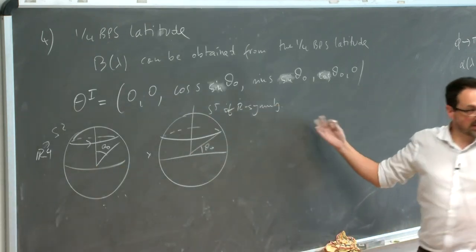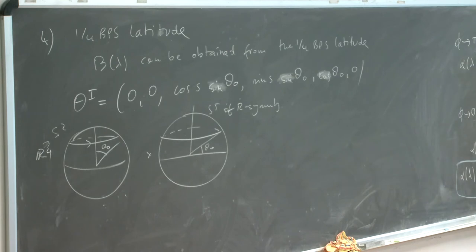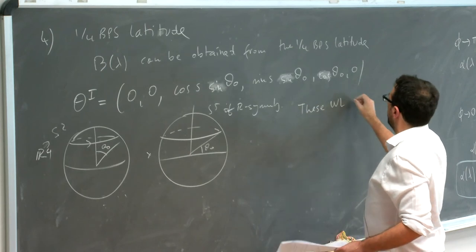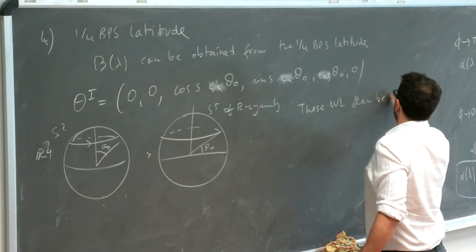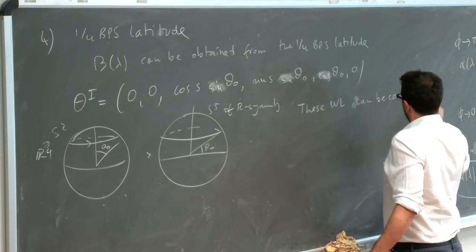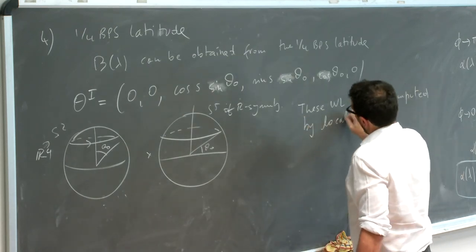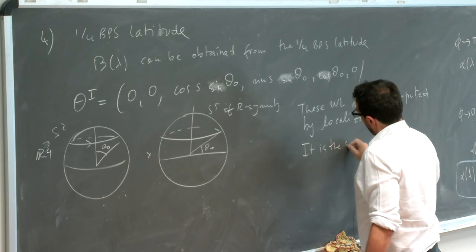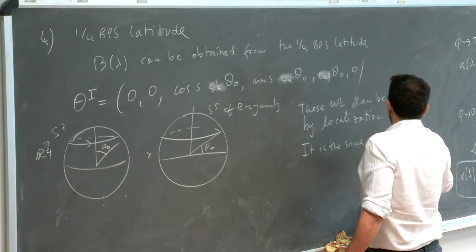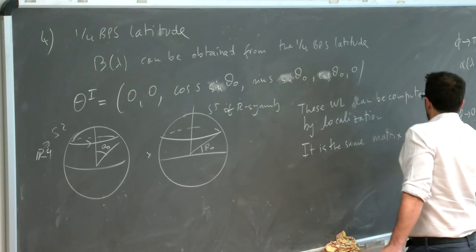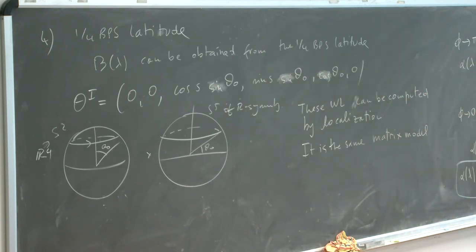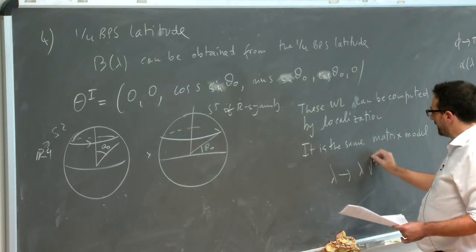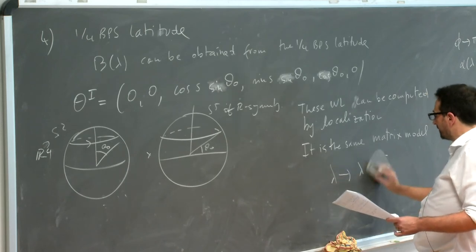And now the fact that it's 1/4 BPS gives you something very nice, that this Wilson loop can be computed by localization. And in fact, it is the same matrix model as the usual Wilson loops. So it's going to be a Gaussian matrix model. The only thing that changes is that, instead of lambda, you have to replace lambda with lambda cosine squared of theta 0.